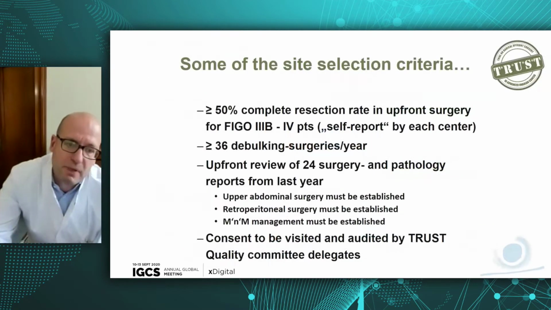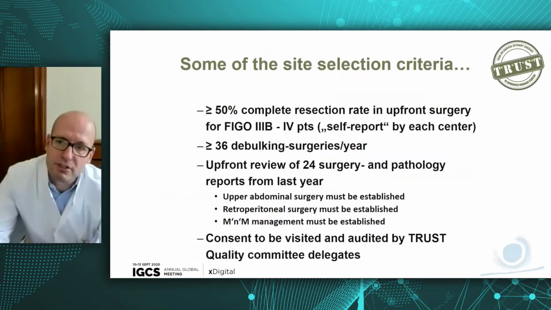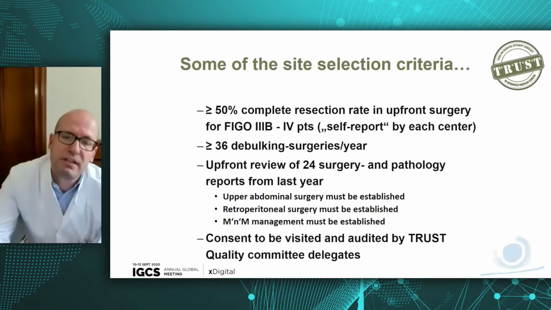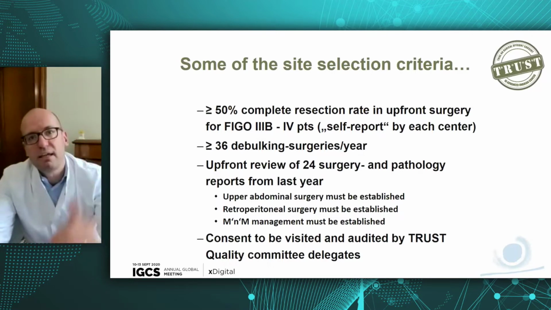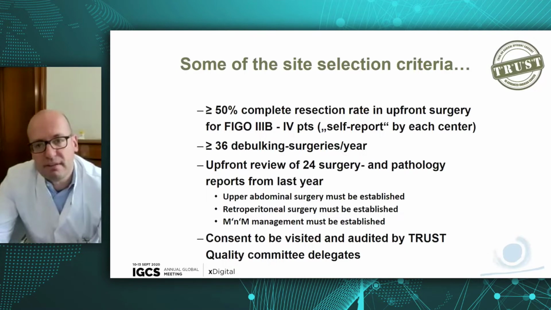And I said that we had quite a low bar for patients to enter the study. Potentially completely resectable ovarian cancer was the only criterion for a patient to get in. However, for the participating centers, the bar was quite high regarding the number of procedures performed in the different institutions, the amount of complete resections in ovarian cancer.